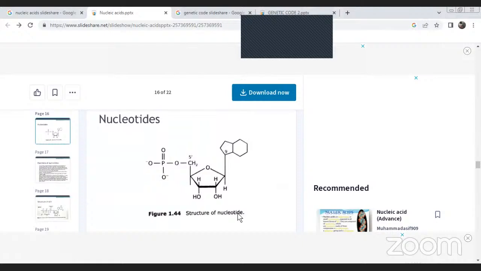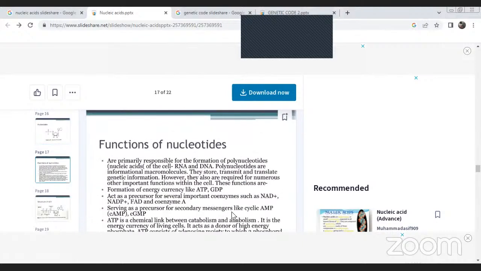The structure of the nucleotides. What are the functions of the nucleotides? They are primarily responsible for the formation of polynucleotides. What are polynucleotides? DNA and RNA are polynucleotides. Nucleic acids are DNA and RNA. Polynucleotides are informational macromolecules. They store and translate the genetic information. However, they are also required for numerous other important functions within the cell.